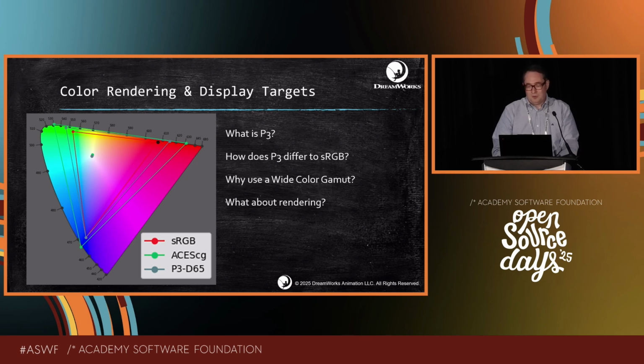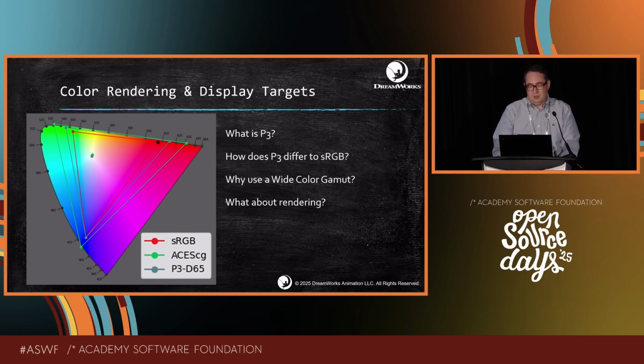Firstly, a recap of the CIE UV chromaticity diagram as it represents the range of all the colors that we can see. You can see 3 gamut triangles represented here, the sRGB triangle in red, the P3 triangle in blue, and the ACEScg triangle in green. And on The Wild Robot, careful thought went into the choice of color gamuts to use for rendering and display targets.